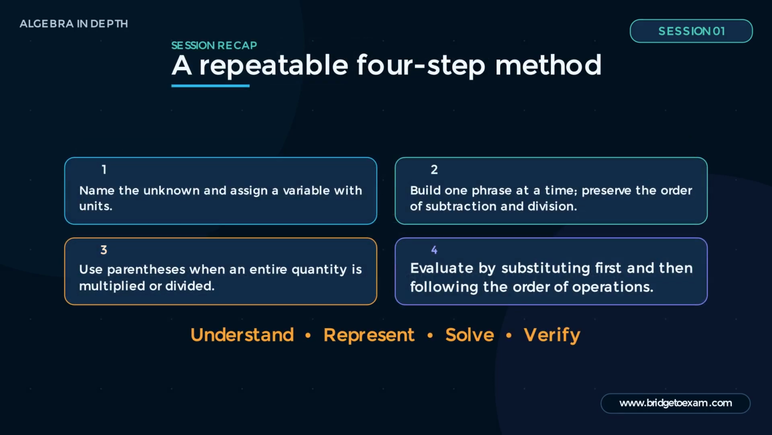Session 1 recap. Name the unknown and assign a variable with units. Next, build one phrase at a time. Preserve the order of subtraction and division. Then, use parentheses when an entire quantity is multiplied or divided. Finally, evaluate by substituting first and then following the order of operations. A complete solution shows the reasoning, checks the result, and states what the answer means.